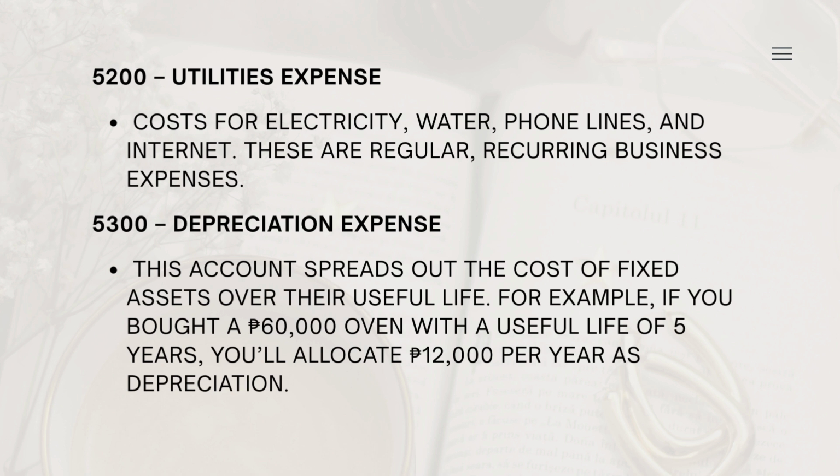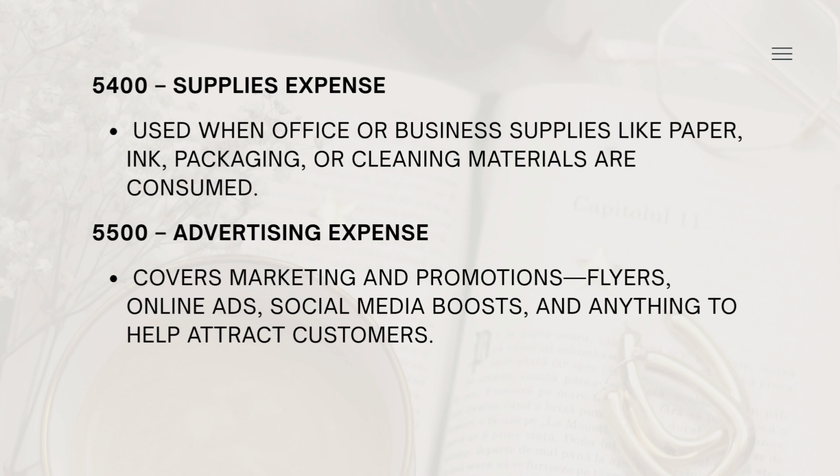5,300. Depreciation expense. This account spreads out the cost of fixed assets over their useful life. For example, if you bought a 60,000 oven with a useful life of 5 years, you'll allocate 12,000 per year as depreciation. 5,400. Supplies expense. Used when office or business supplies like paper, ink, packaging, or cleaning materials are consumed. 5,500. Advertising expense. Covers marketing and promotions, flyers, online ads, social media boosts, and anything to help attract customers.